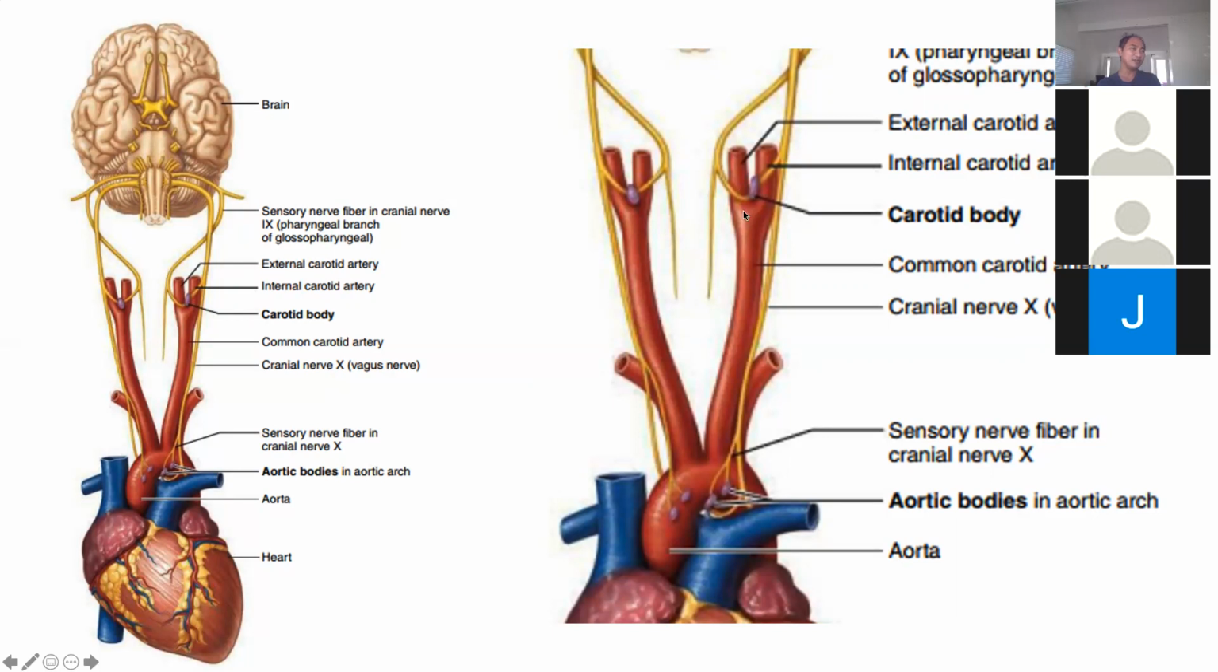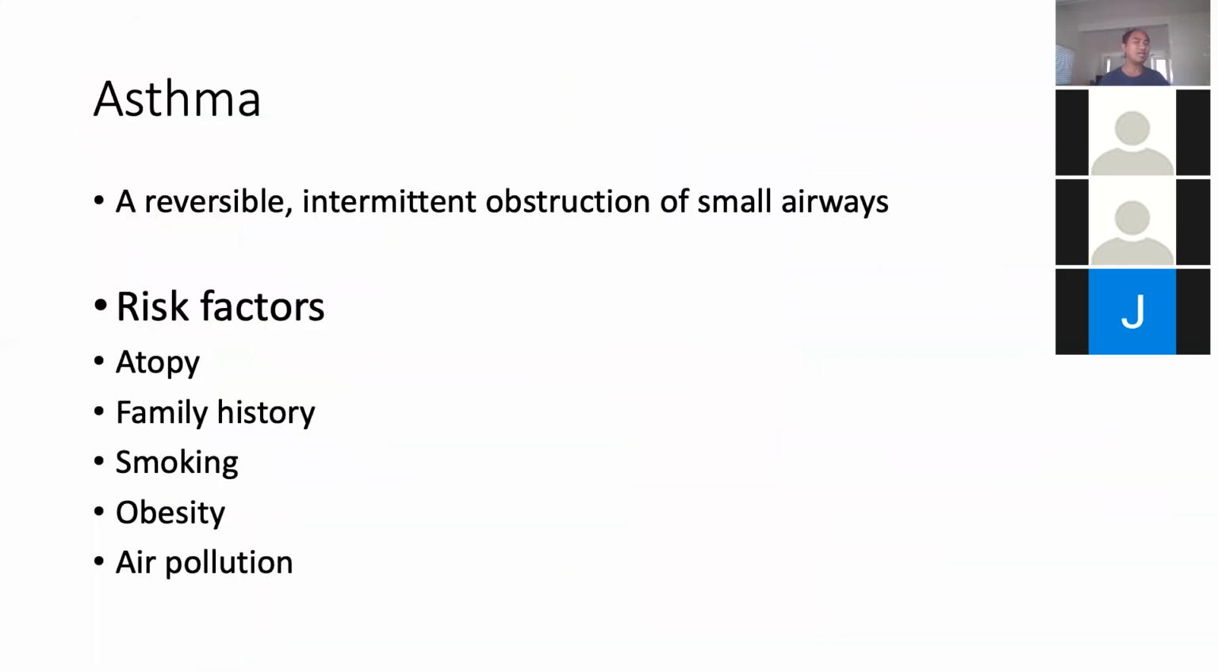External carotid and internal carotid. At the bifurcation, we have the carotid bodies. These bodies detect chemical changes, especially hydrogen ion changes in our blood, and they trigger the respiratory changes.